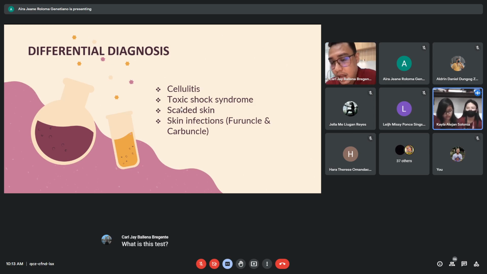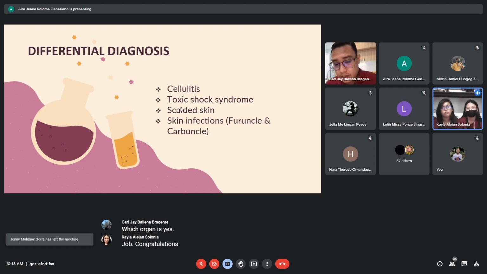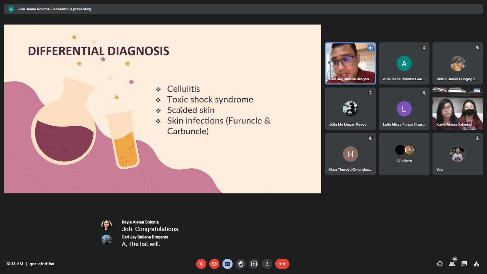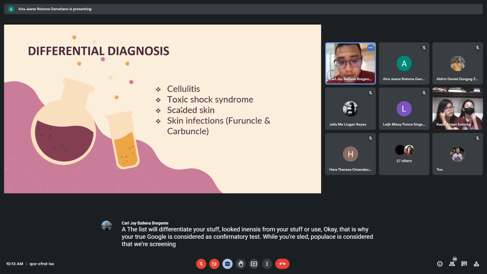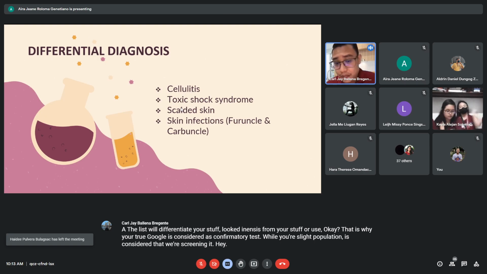DNA. Ay, coagulase. Which coagulase test? Tube coagulase. Okay. The tube coagulase will differentiate your Staph lugdunensis from your Staph aureus. That is why your tube coagulase is considered a confirmatory test, while your slide coagulase is considered a screening test. Okay, let's review the case, class.